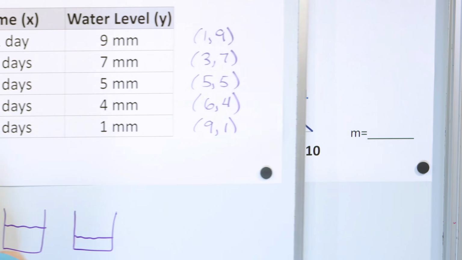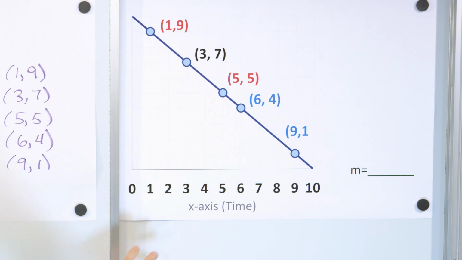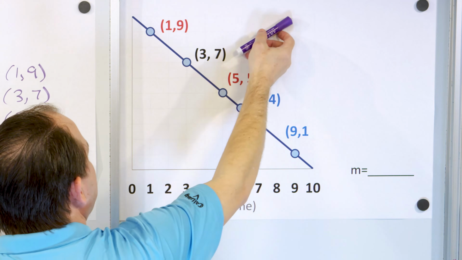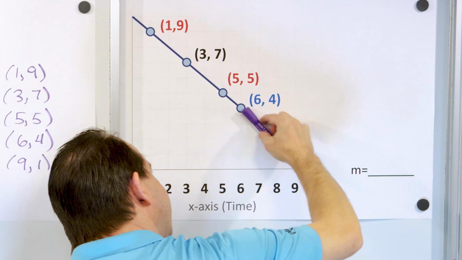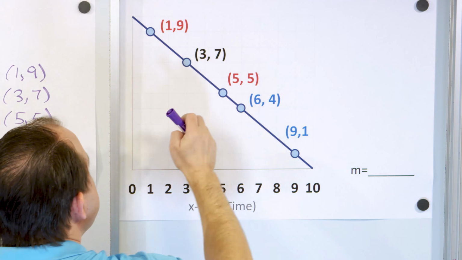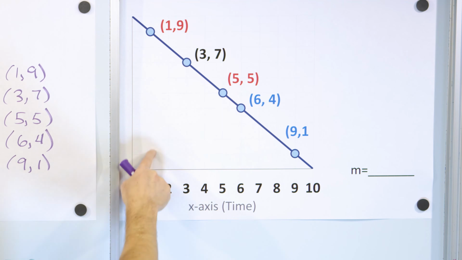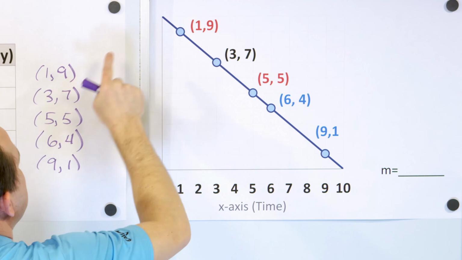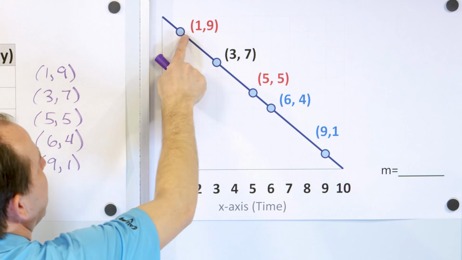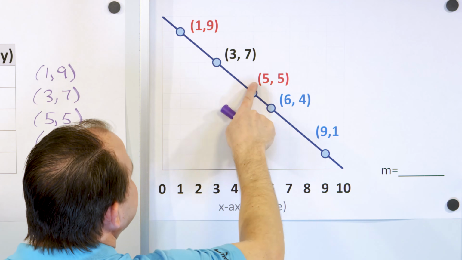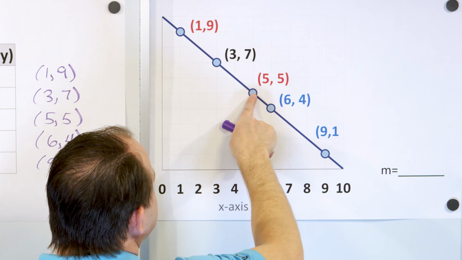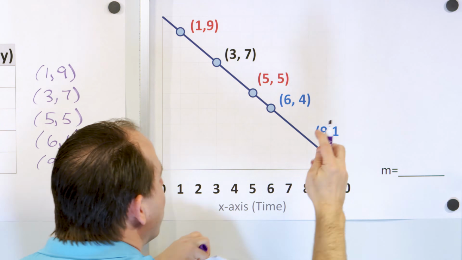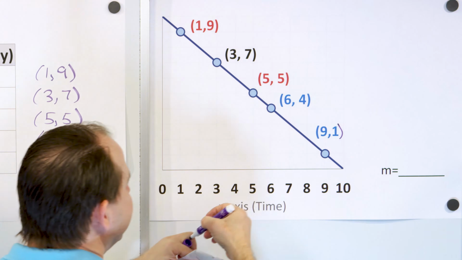So when we plot these points, what does it look like? The line is reversed in direction, whereas all of the other lines were kind of going this way. This line is flipped over and going totally opposite direction because when time is 1 day here, 1, 9, the point is here. But on day number 3, we've gone down to 7 millimeters. On day number 5, we've gone down to 5 millimeters. On day number 6, we're at 4 millimeters. On day number 9, we're at 1 millimeter. Forgot to close the parentheses right there.